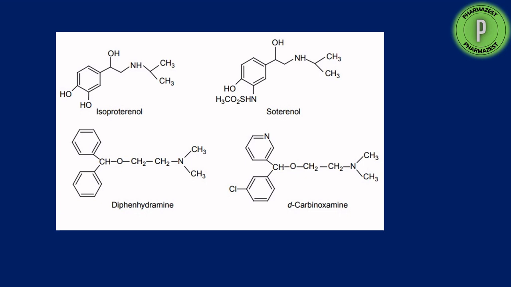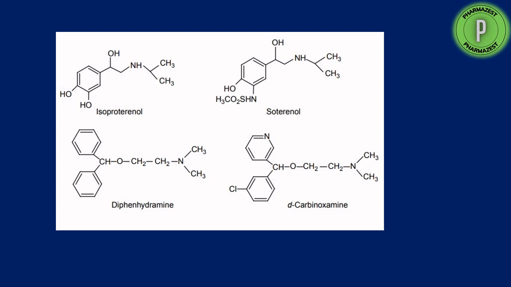For example, here as you can see, isoprotrinol, when this OH group is replaced with this functional group, you get soterenol. Here it is not obeying any of the steric or electronic properties. Here the functional group is bigger when compared to the hydroxyl group. So that is why it is known as non-classical bioisosteres.